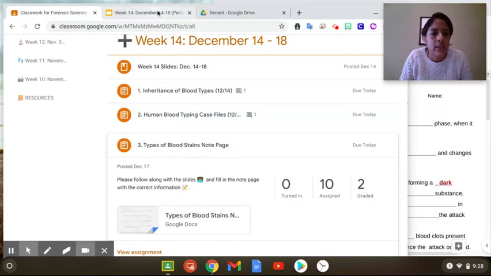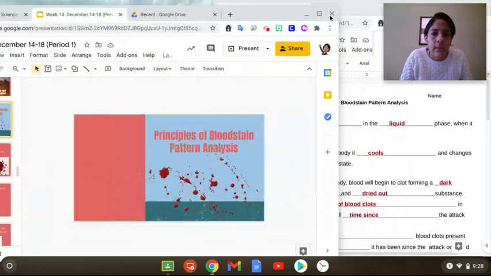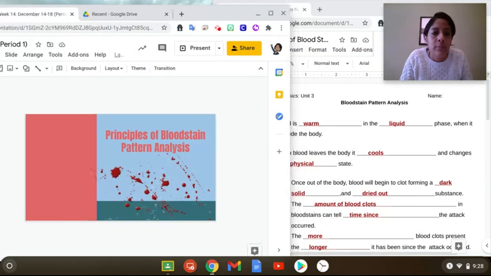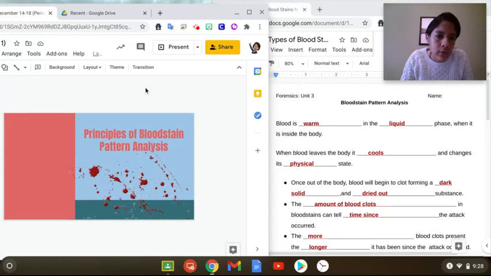Okay, so let's get started. Okay, so we're going to be talking about the principles of bloodstain pattern analysis. So in this assignment, we're going to be looking at how blood leaves the body.